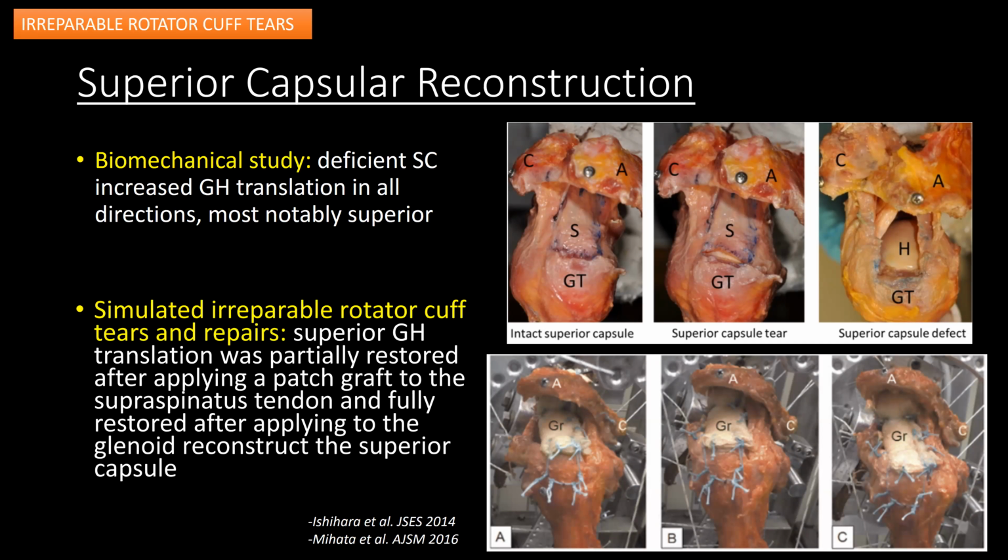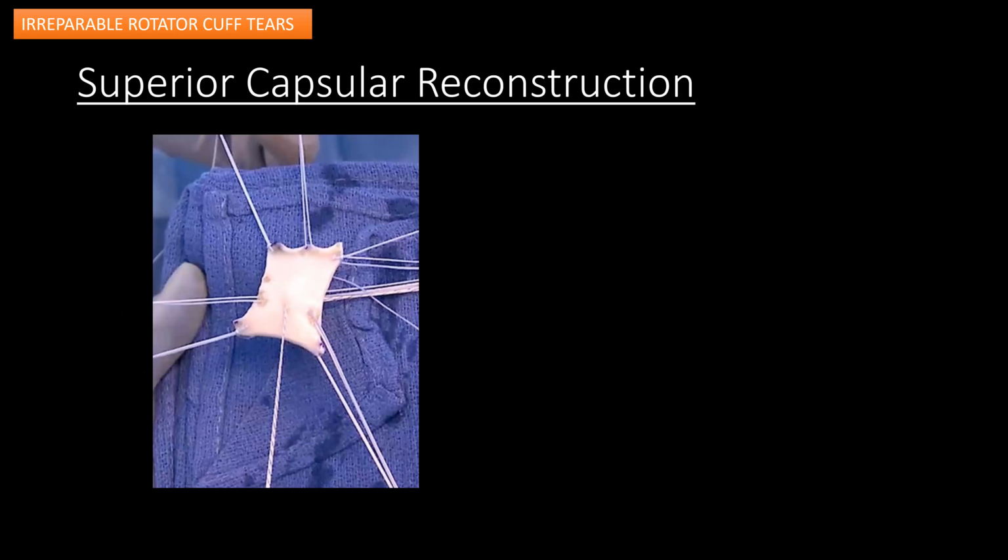And they concluded that the patch should be attached medially to the superior glenoid instead of the supraspinatus tendon stump, and laterally to the greater tuberosity. So that was how the superior capsular reconstruction idea was developed. So how is the surgery done?